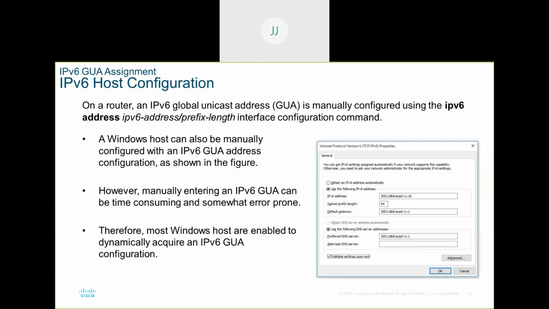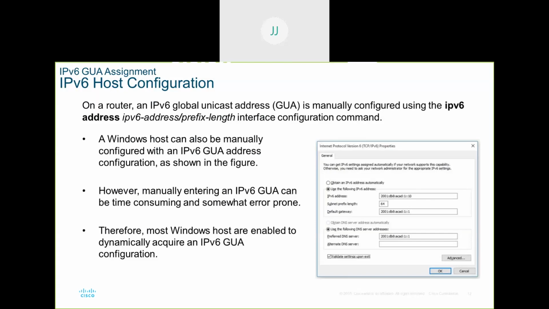Let's talk about global unicast address assignment. As you may remember from Module 12 of Book 1, a GUA is a globally routable IPv6 address. On a router that is acting as a server, a GUA is manually configured on an interface. Hosts can be manually configured with a GUA. However, entering IPv6 addresses into a configuration is tedious and time-consuming. It's not fun at all.